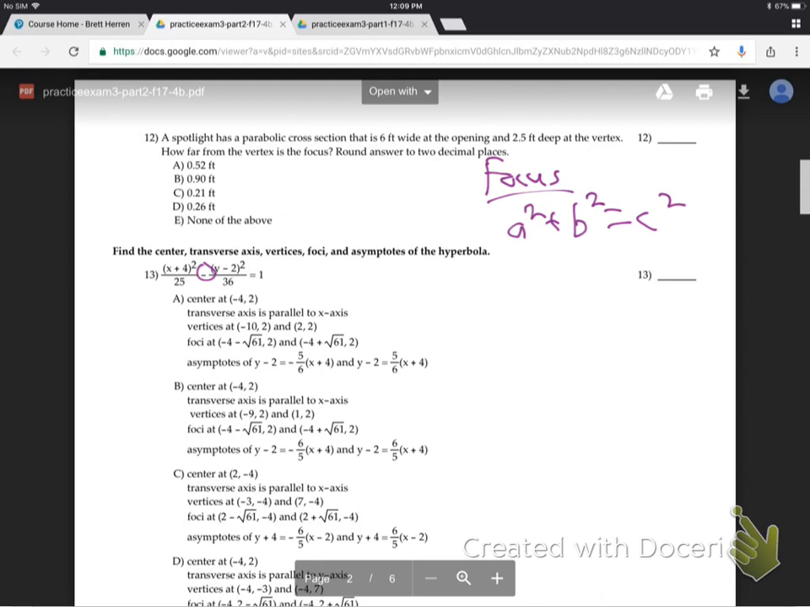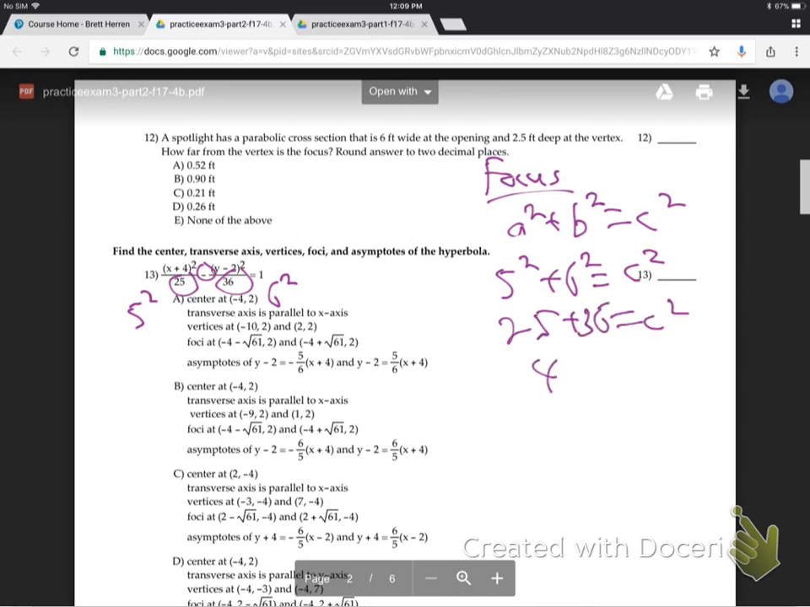Okay, so how do you find it? What's the a and the b? What's the 25 and the 36? Well, not squared. This should have been written, I was just too quick here. 5 squared, 6 squared is c squared. 25 plus 36 is c squared. That's 61. 61 is c squared. Root it. So root of 61, yeah, looks right. Minus 4 minus root 61, minus 4 plus root 61. Yep. They took the center and did that.